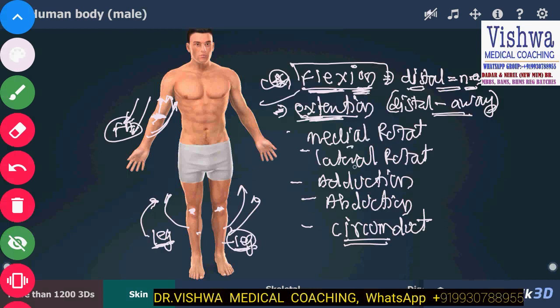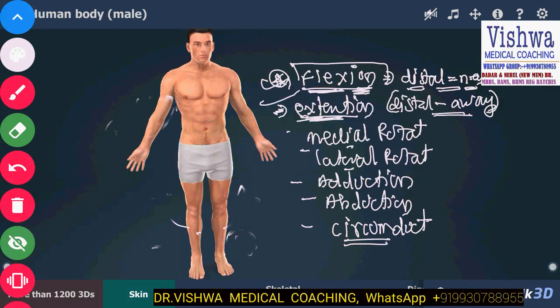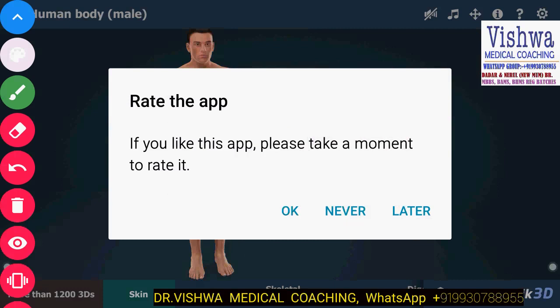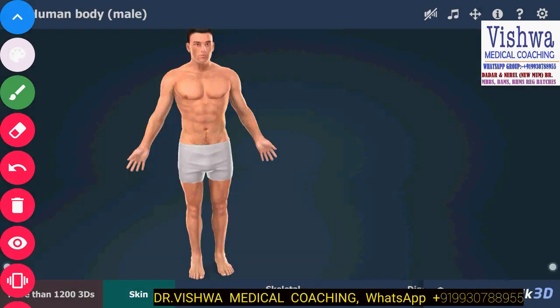So what are medial and lateral rotation? Let me erase a few things from here so that we all can understand things properly. Just give me a minute. This is all gone. Okay.